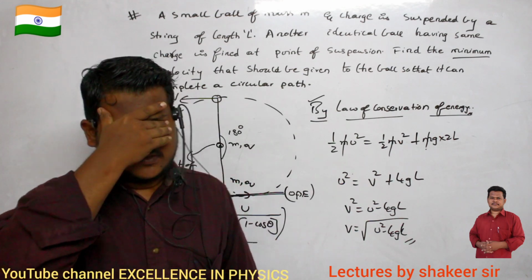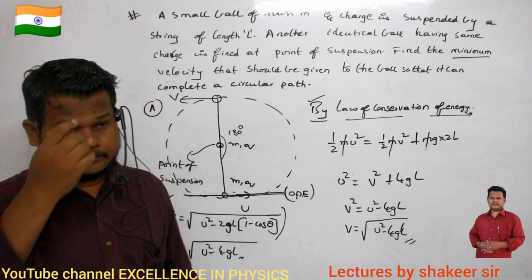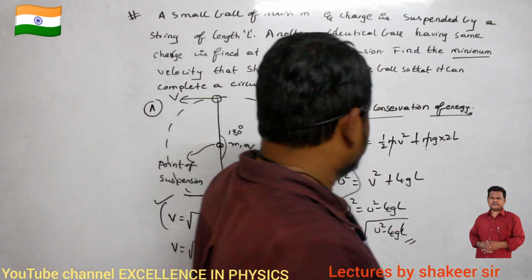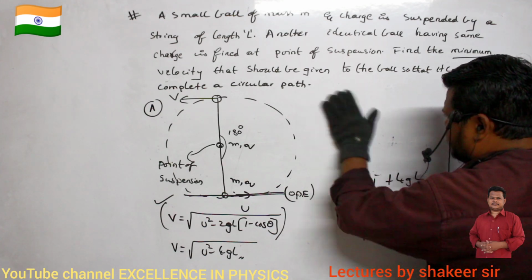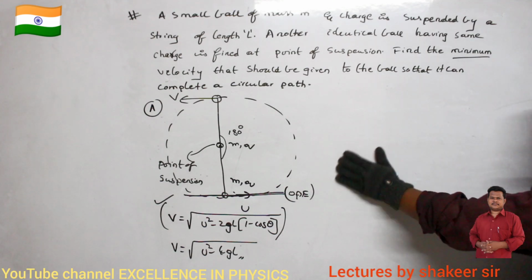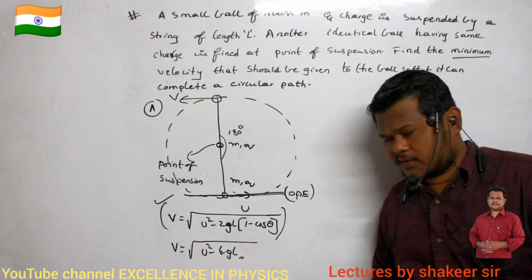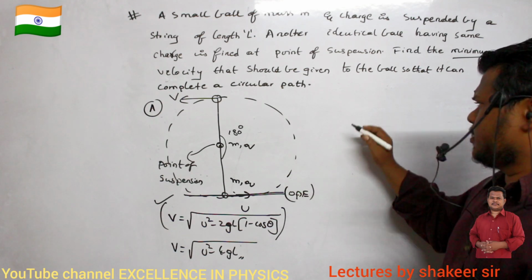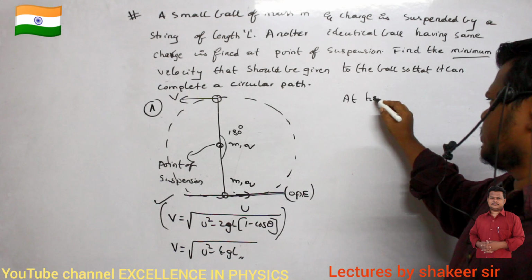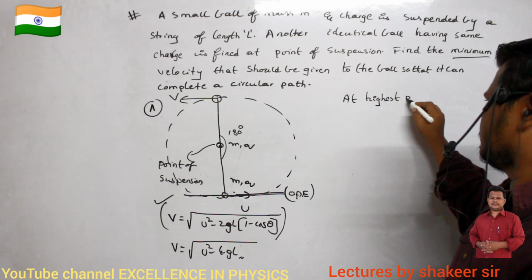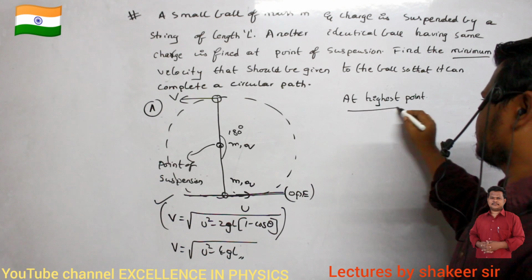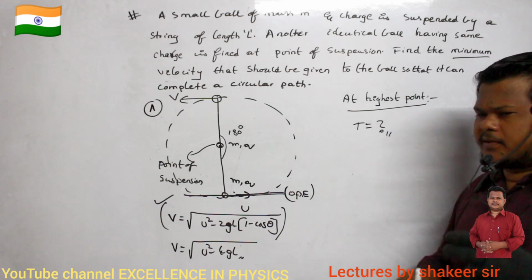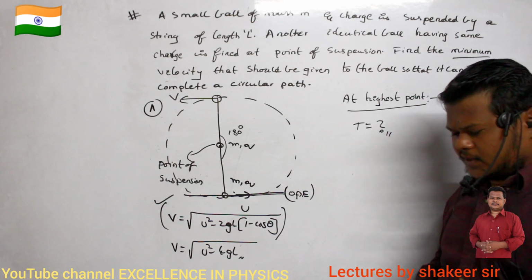Now, how can we calculate tension? Completed up to here? Okay. So we got the equation for final velocity: v is equal to square root of u square minus 4gl. Now, at the highest point, how can I calculate tension? Can anybody tell me how I can calculate tension?